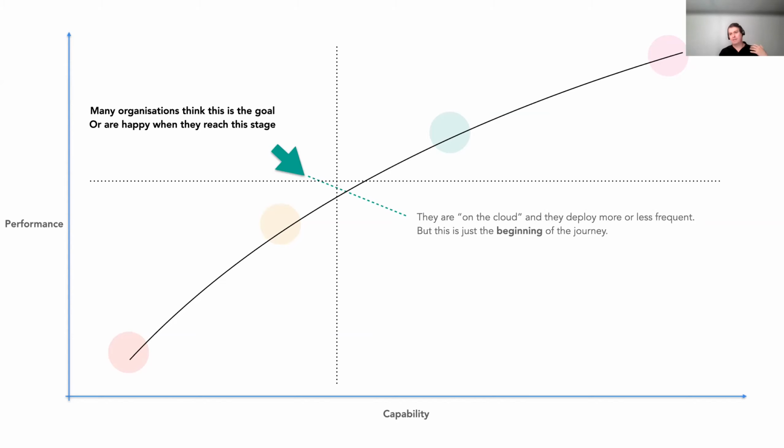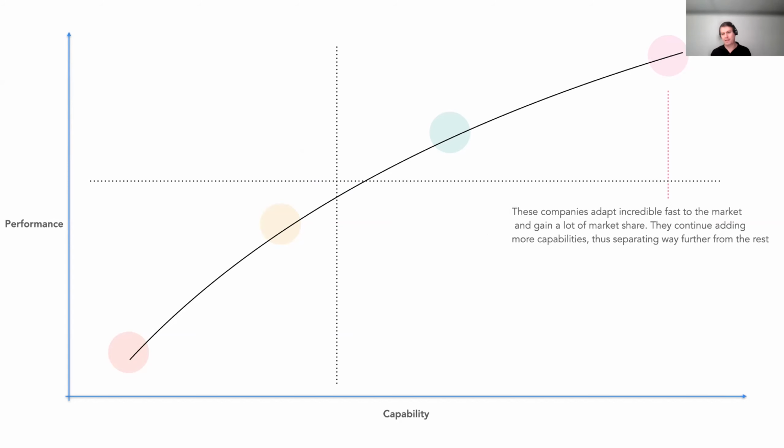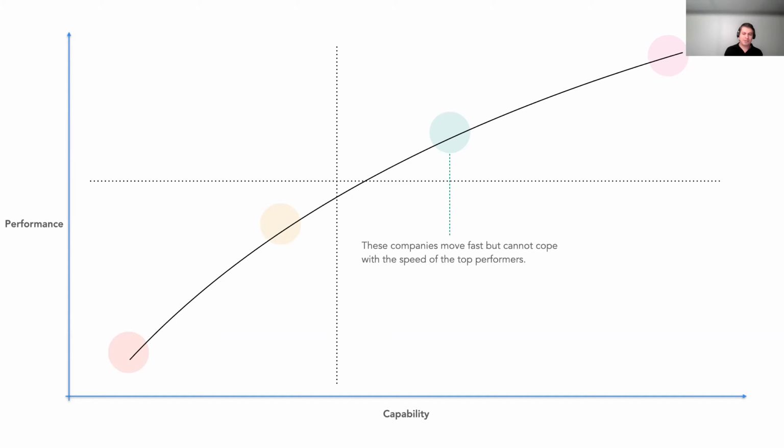You see the top right companies, the companies right there. Well, they are incredibly fast. They gain a lot of market share and they continue to add more capabilities, and they are really high performance, really elite performers. Now, these companies right here are very fast, but of course, it's very difficult for them to cope with the speed of the top performers.